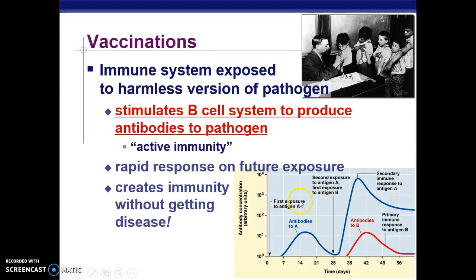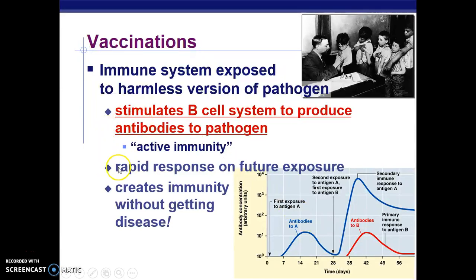Now, the question is, what is responsible for this faster and more amplified response the second time you get exposed to the same antigen? The answer is that you've already made memory B cells. Being exposed to the antigen the first time allowed you to make memory B cells. So the second time you're exposed to the antigen, you already have a lot of those B cells ready, more than before, to fight the infection.